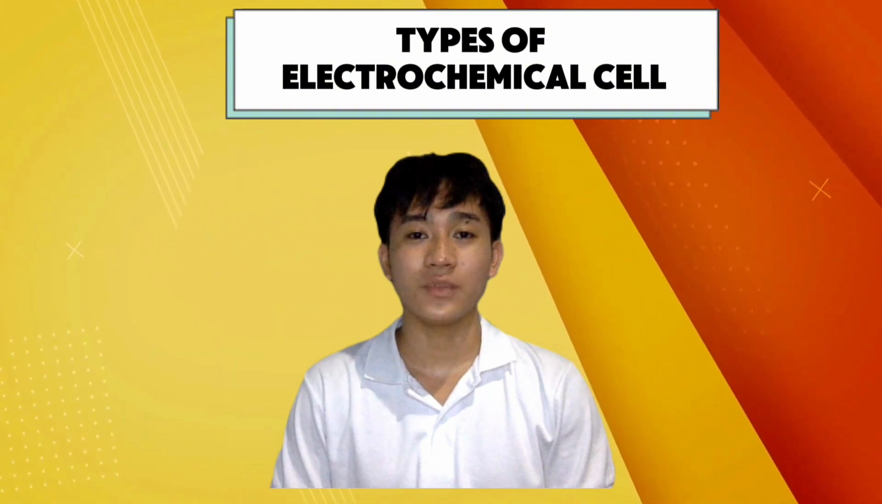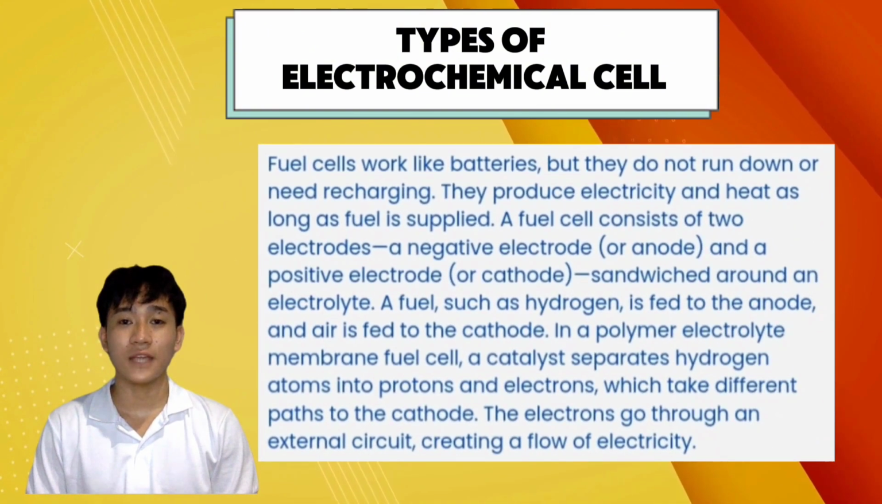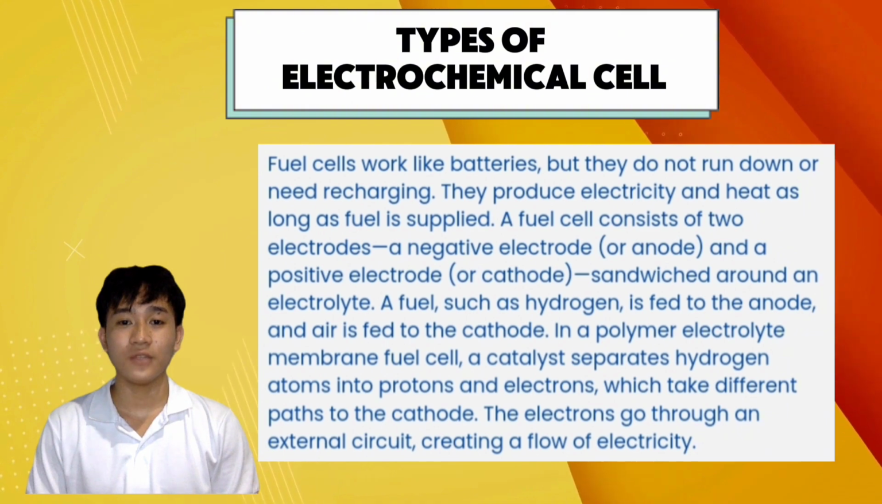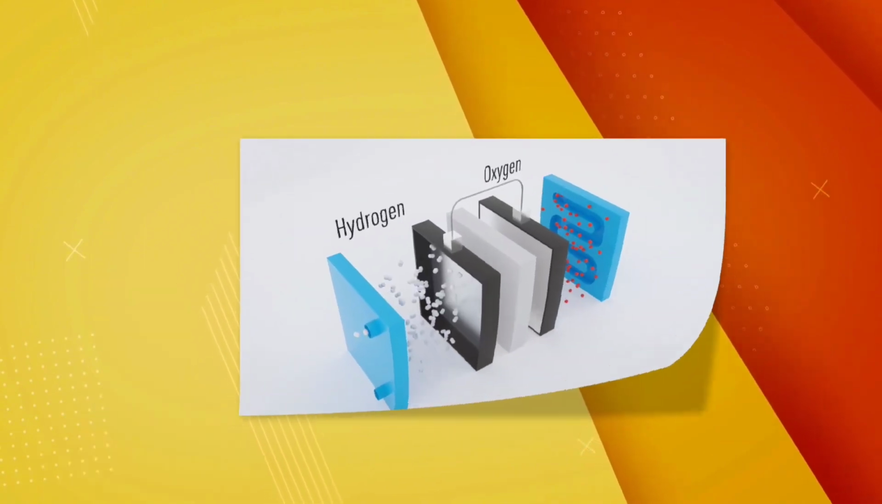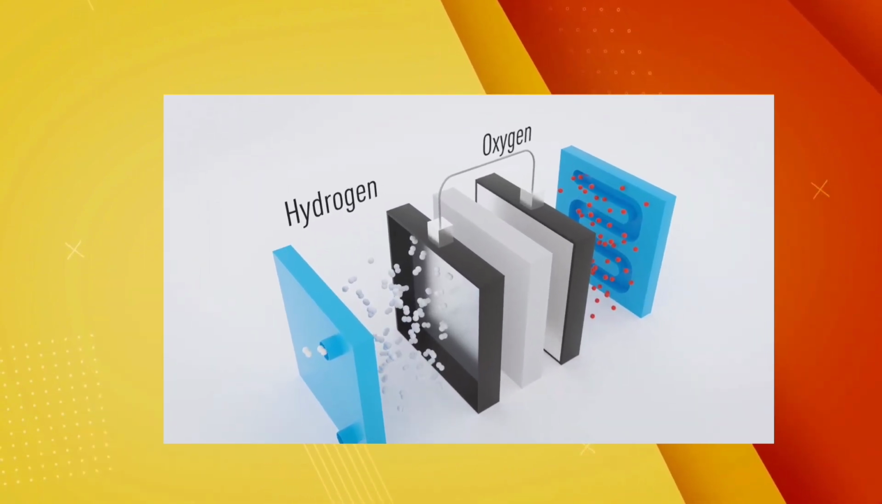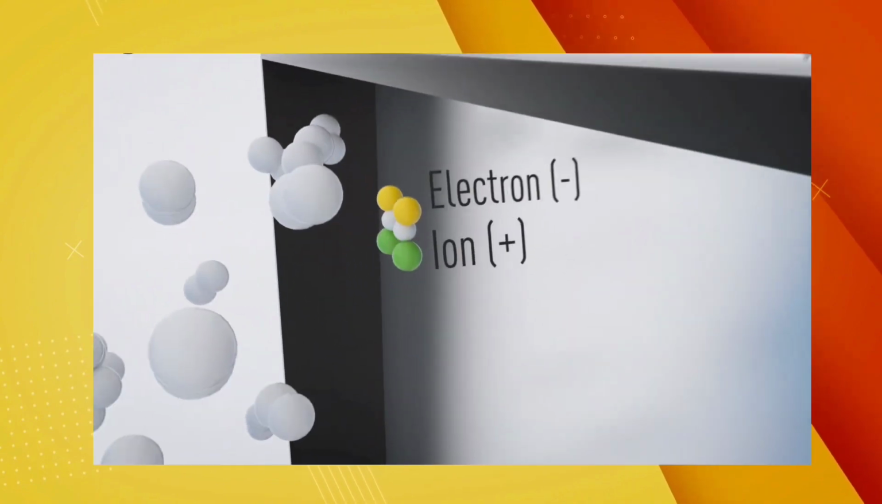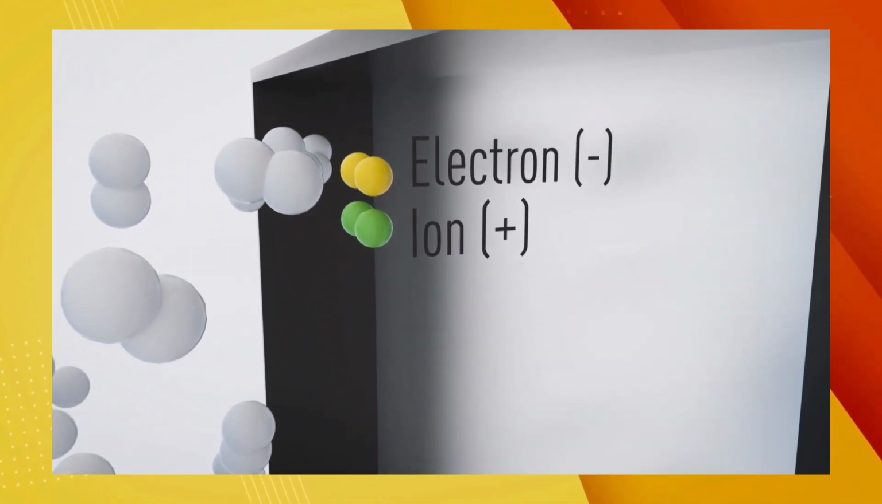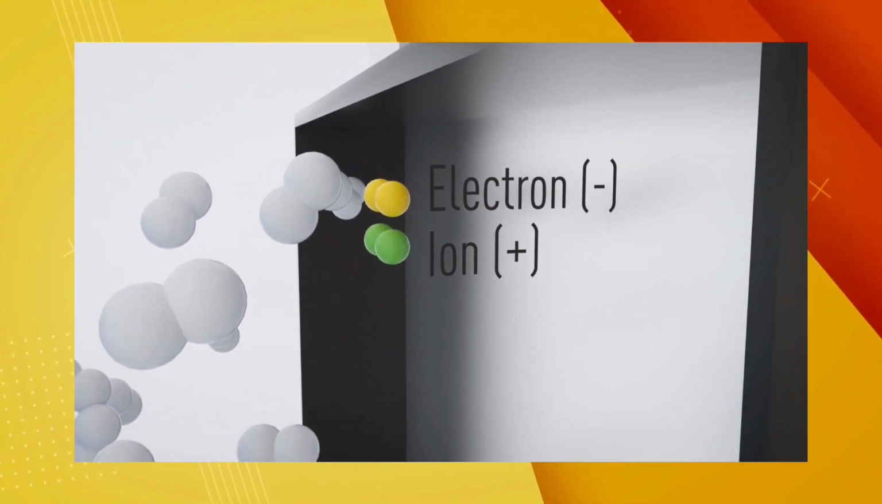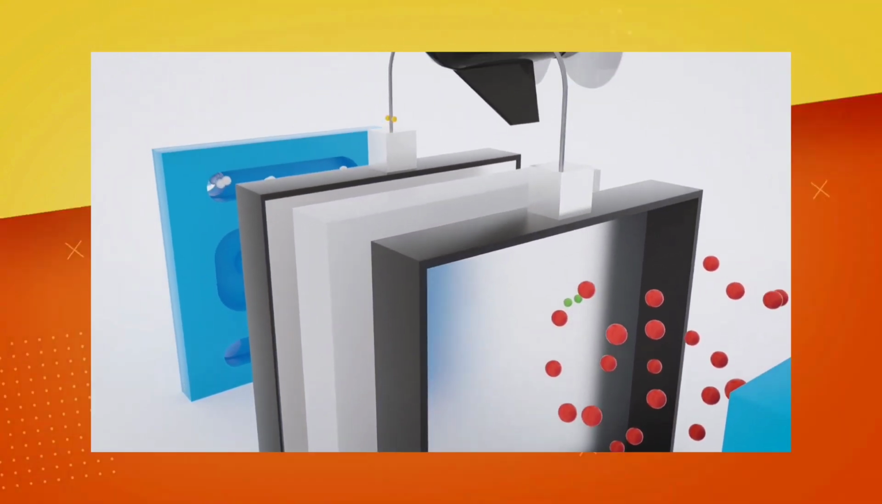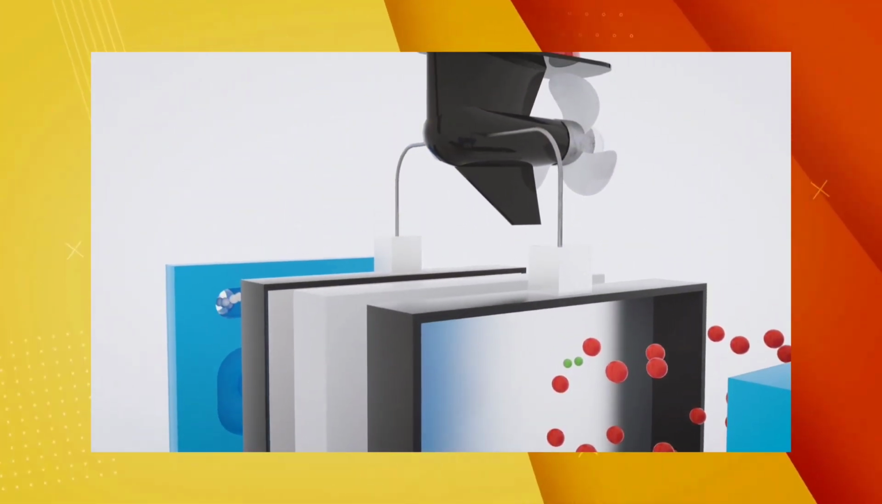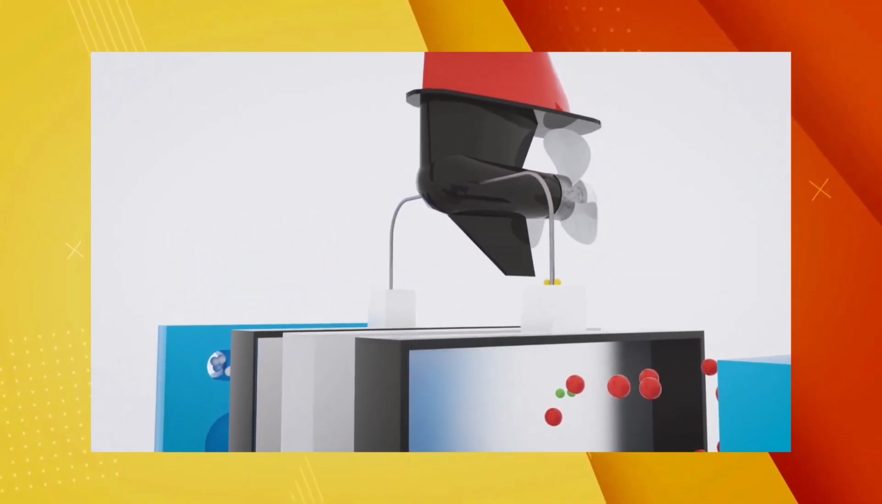How do fuel cells work? Fuel cells work like batteries, but they do not run down or need recharging. They produce electricity and heat as long as fuel is supplied. A fuel cell consists of 2 electrodes, a negative electrode or anode and a positive electrode or cathode, sandwiched around an electrolyte. A fuel, such as hydrogen, is fed to the anode, and air is fed to the cathode.